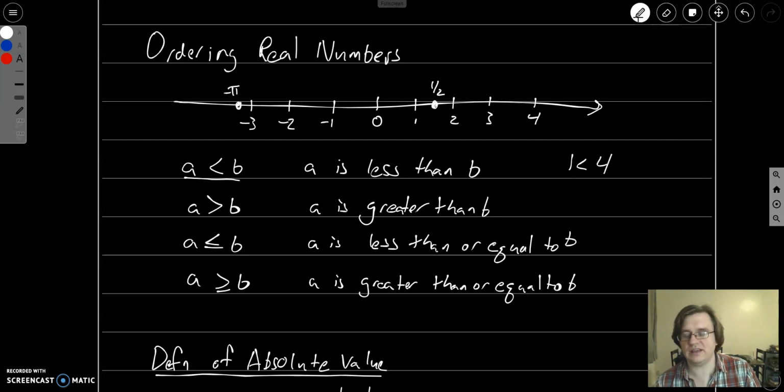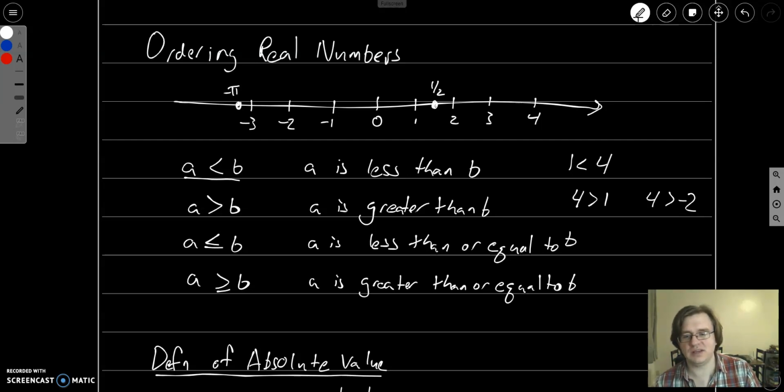But we can also say A is greater than B. So again, I could just switch this around. I could say 4 is greater than 1, but also 4 is greater than, say, -2. And when we look at this number line, numbers that are less than, so numbers that are smaller, will be to the left, and numbers that are bigger will be to the right.